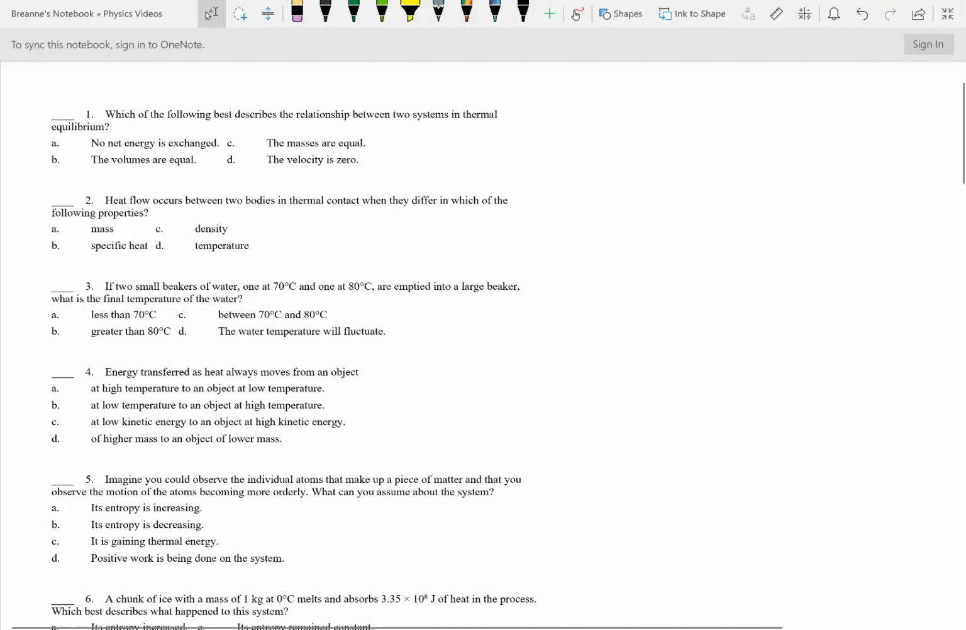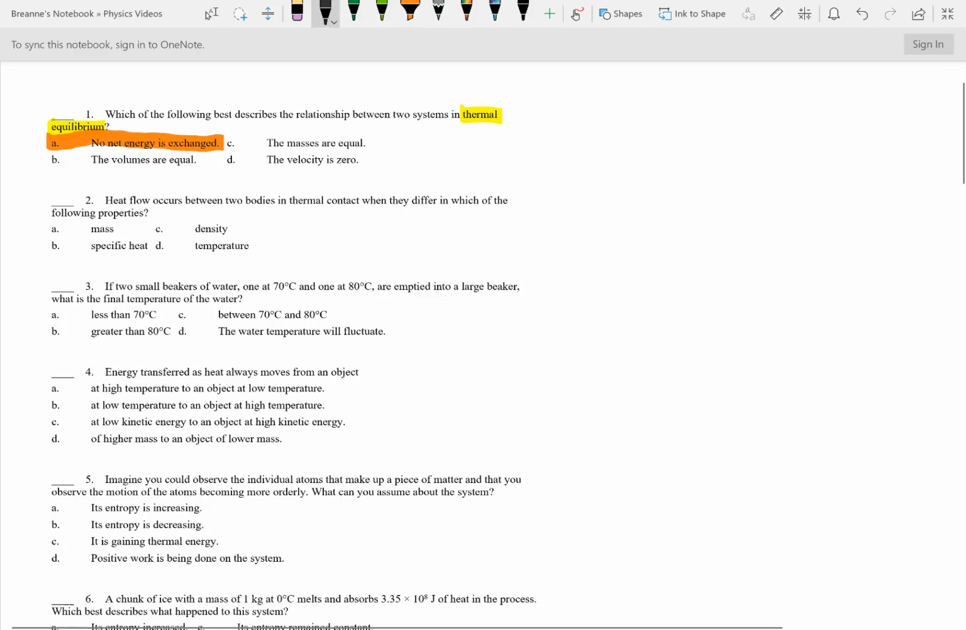Number 1, which of the following best describes the relationship between two systems in thermal equilibrium? So the key word here is thermal equilibrium. Equilibrium means equal. It's the same. So what happens when it's the same? We have a couple of choices here. No energy is exchanged. The volumes are equal. Masses are equal. The velocity is 0. Now, thermal equilibrium. Thermal is energy. Equilibrium. So our answer is A, no energy is exchanged.